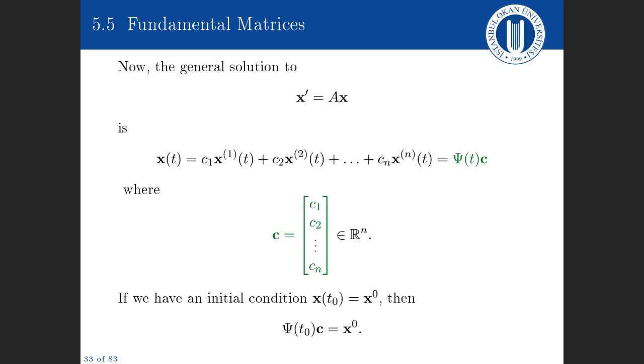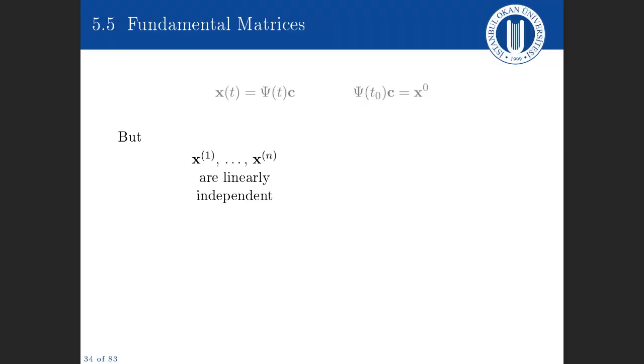And if we had an initial condition, x at time t0 is the vector x0, put this into x(t) equal to the fundamental matrix times C. We get the fundamental matrix at time t0, times C, is equal to x0. Okay, and put these at the top. There's the general solution on the left, and top right we have the information from our initial condition.